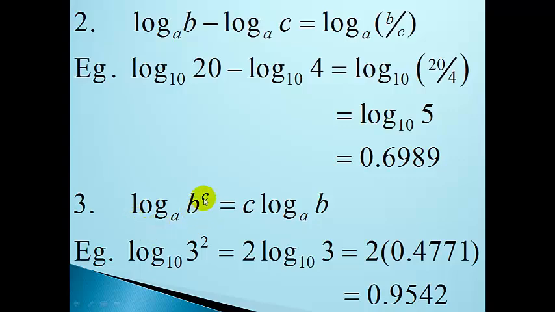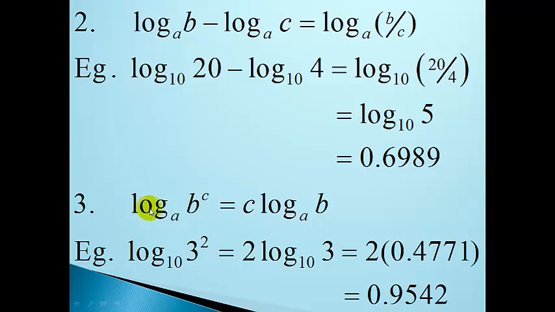Log b exponent c to the base a is equal to c log b to the base a. That is, if you have the log of a number raised to an exponent, the exponent can take its position before the logarithm, and that is why instead of c being an exponent of b, it is now multiplying log b to the base a. So according to the third law, log b raised to the power c, the base of the log is a.